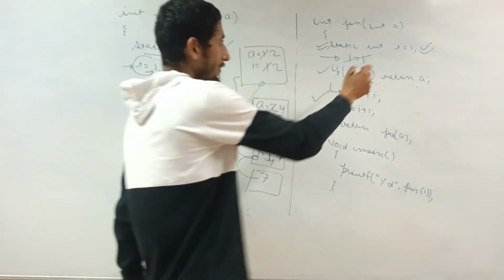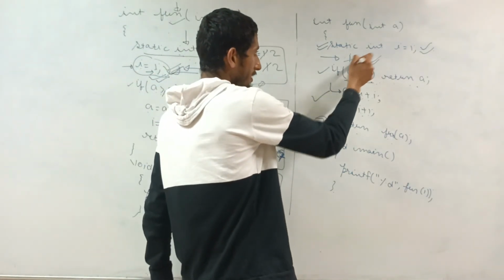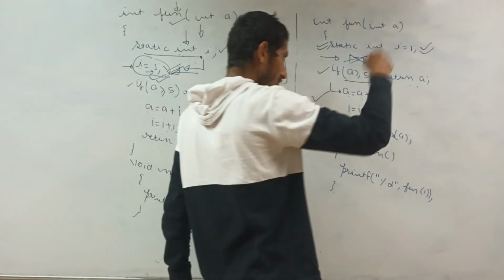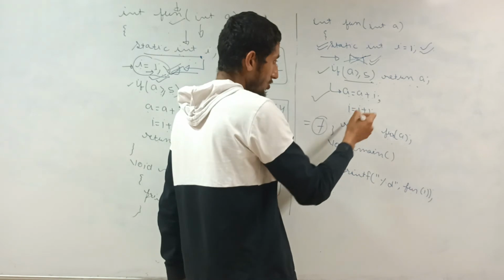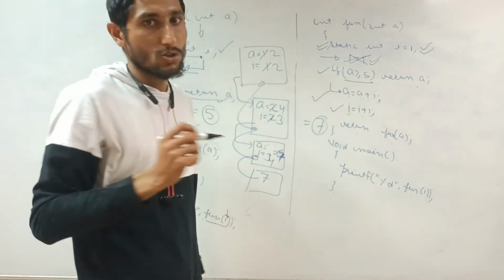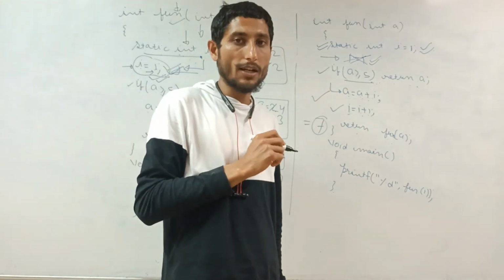Okay, and this time what is going to happen? This statement is not written here. So the value of i is 1, so it has been executed once and the value is persisting. So you are going to get an updated value of i every time. So you can execute the program with static and get the answer.